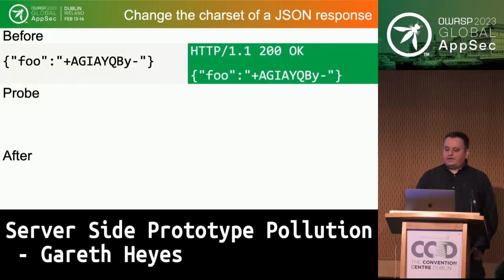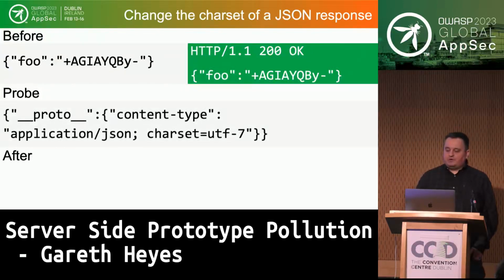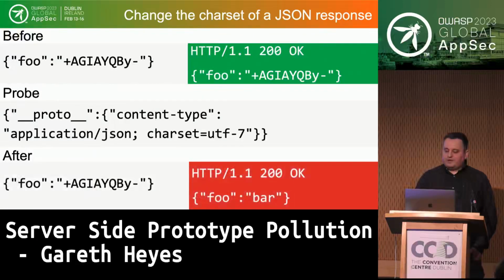When I get the response back from the server, it reflects it back as is because it's a UTF-8 character set and it won't be decoded. So then what we can do is inject our own content type. Via prototype pollution, we inject our own content type with the application/JSON content type and a UTF-7 character set. And what happens is really interesting, because now our UTF-7 encoded payload is decoded, which results in bar being reflected. So this is a fantastic way of manually testing for prototype pollution, because it's not likely to be destructive.